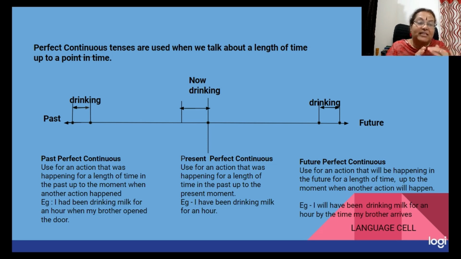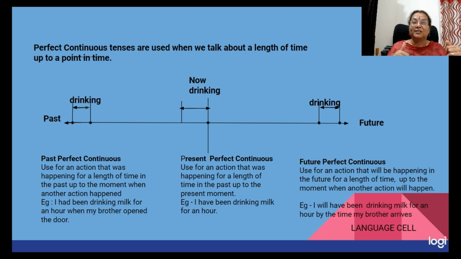Now let's go to the next one, the future perfect continuous. It is used for an action that will be happening in the future for a length of time up to the moment when another action will happen. I will have been drinking milk for an hour by the time my brother arrives. When my brother arrives, I will have been drinking milk for an hour.